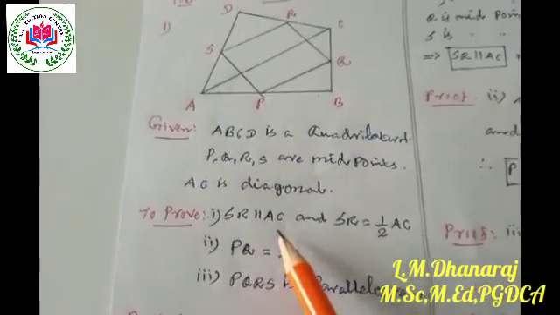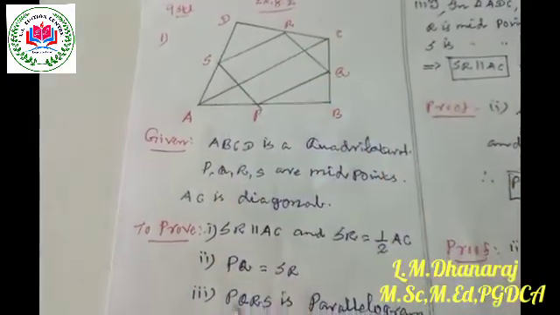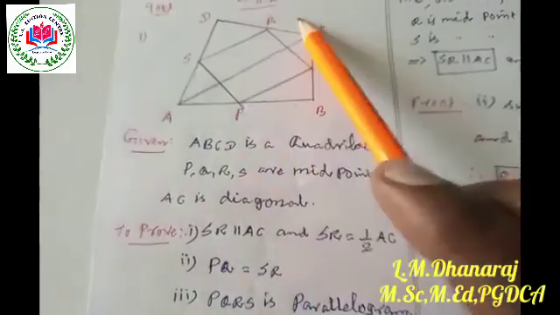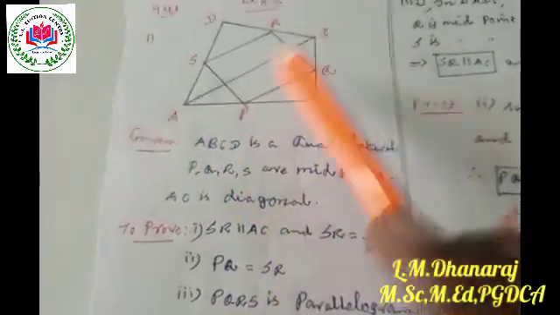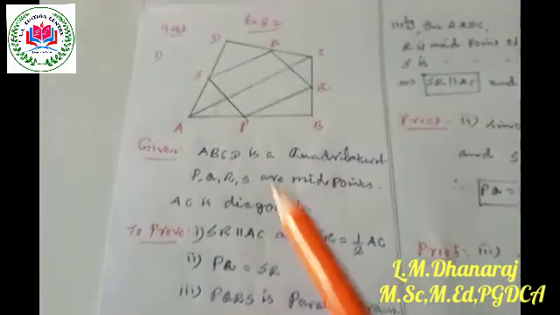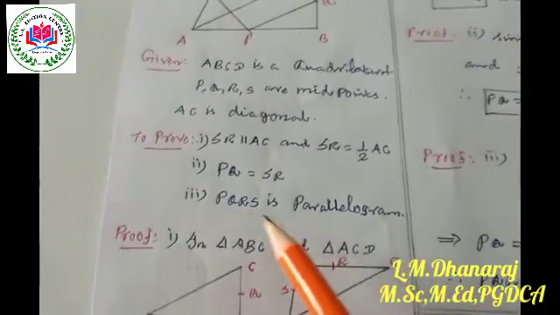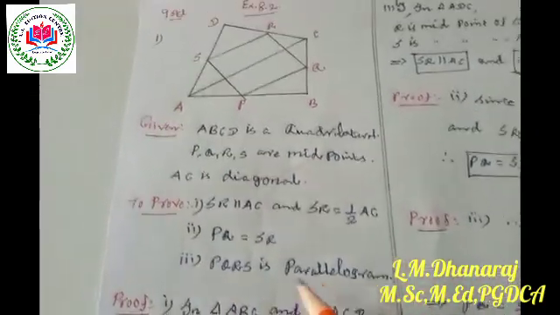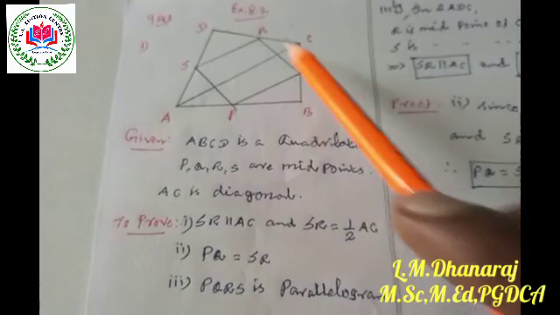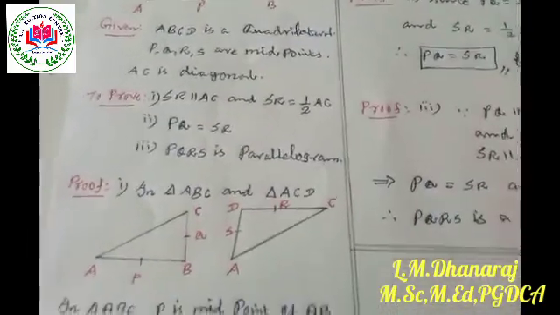Now we have to prove that SR is parallel to AC. So SR is parallel to the diagonal AC, and also SR is half of the diagonal AC. The second subdivision is PQ is equal to SR. And the third subdivision is PQRS is a parallelogram. So these are the three subdivisions we have to prove.